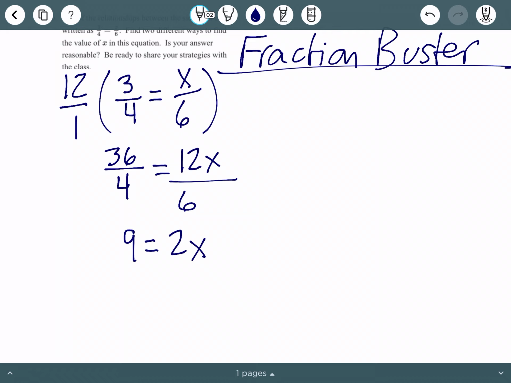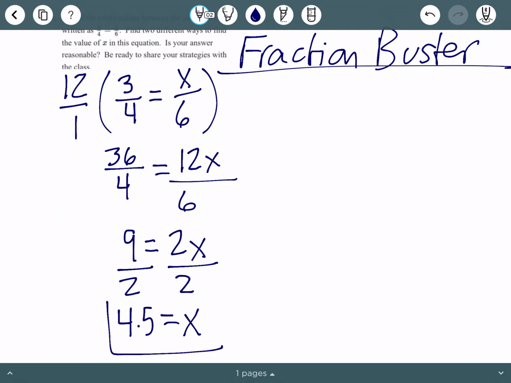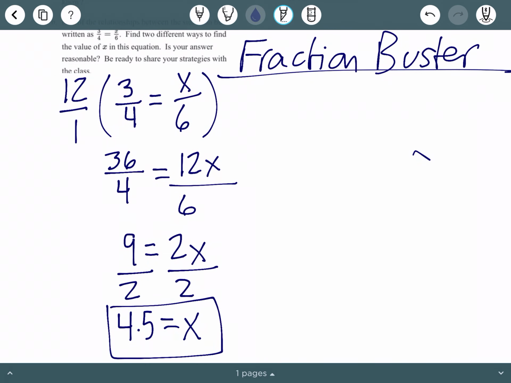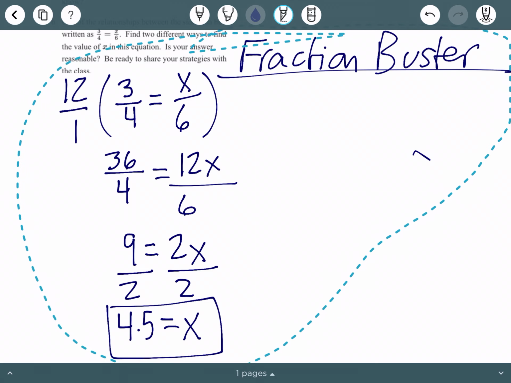Now that 2x is 2 times x, so to undo that, I'm going to divide by 2 on each side. That's how I isolate my x, or get it by itself. So I have just x, or 1x. And then 9 divided by 2 is going to give me 4.5. Okay, so that was method 1, fraction buster. Now, I'm going to go ahead and get rid of this so I have more room for my second method.